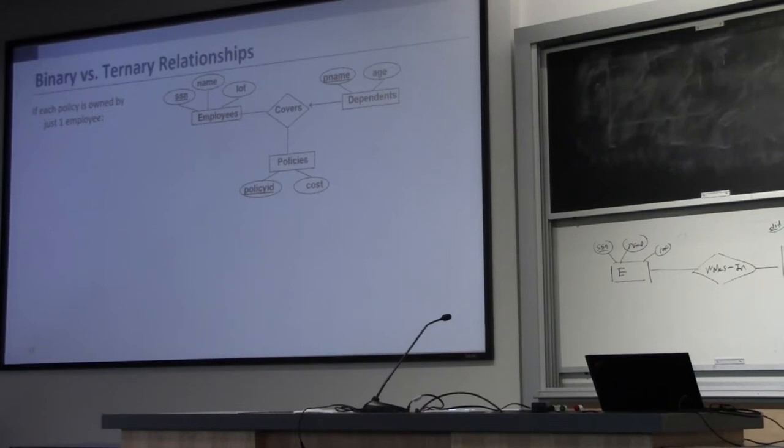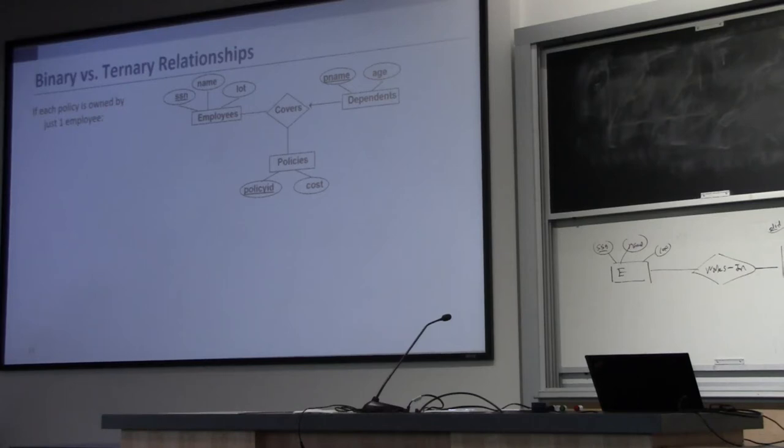But let's say an employee doesn't have to purchase a policy, then there is no total participation constraint here. Similarly, a policy is designed, but none of your employees choose to purchase it. That's okay as well. So that's what we add up here. Many-to-many mapping between the two, no total participation constraint between employee and policy. So far, so good.